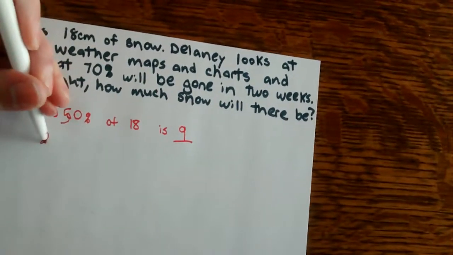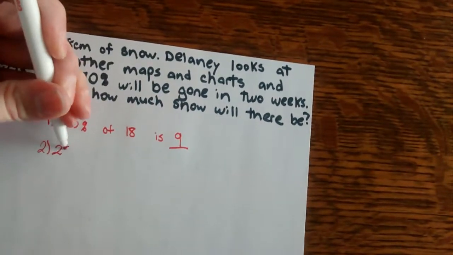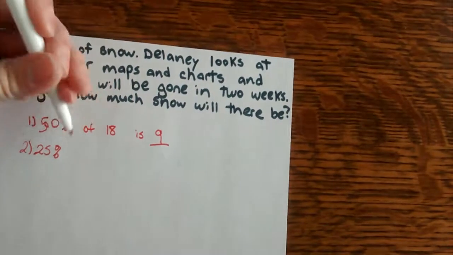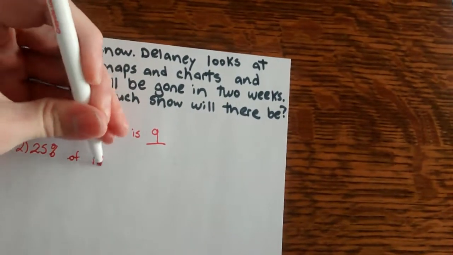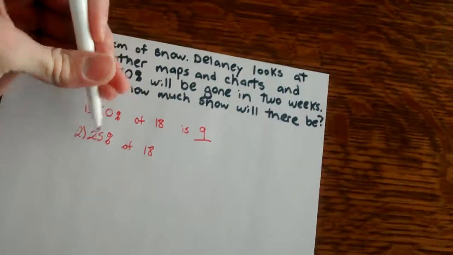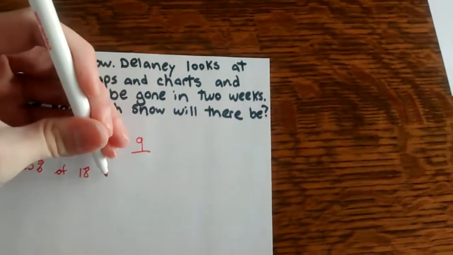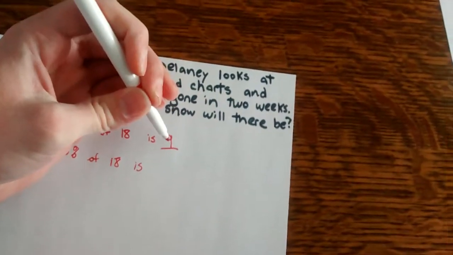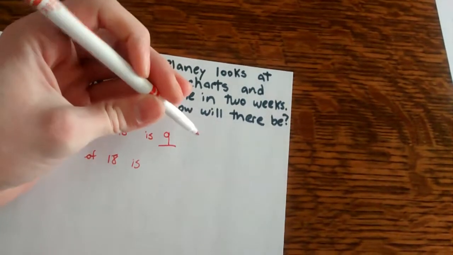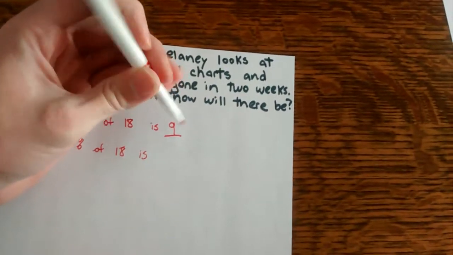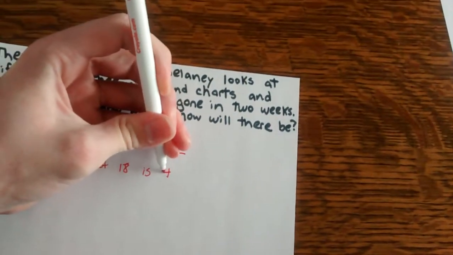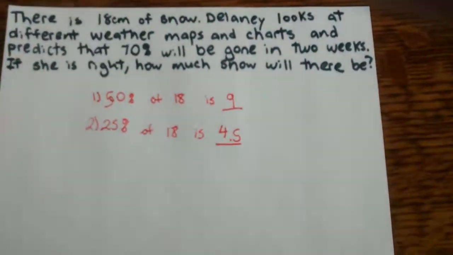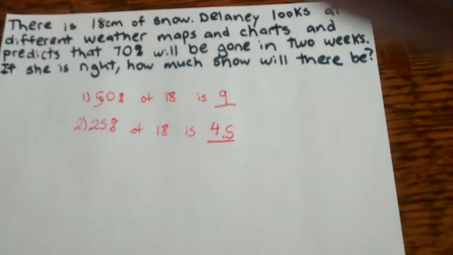Next, let's figure out, just like I did before, 25%. It'll give us some more numbers to work with. 25% of 18. Well, 50 divided by 2 is 25. So 9 divided by 2 is, that's tricky. So 8 divided by 2 is 4. 1 remainder. 1 divided by 2 is 0.5, so putting those together is 4.5. So 25% of 18 is 4.5.